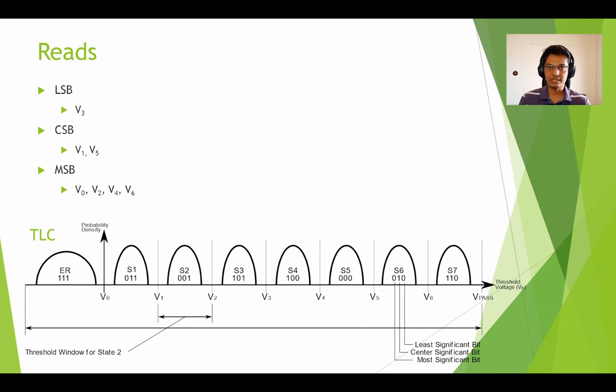The center significant bit is read by applying 2 read reference voltages, V1 and V5. If the channel is conductive or non-conductive at both V1 and V5, then the value of CSB is interpreted as 1, otherwise it is a 0. Reading the value of MSB from a TLC requires 4 reference voltages indicated by V0, V2, V4 and V6.